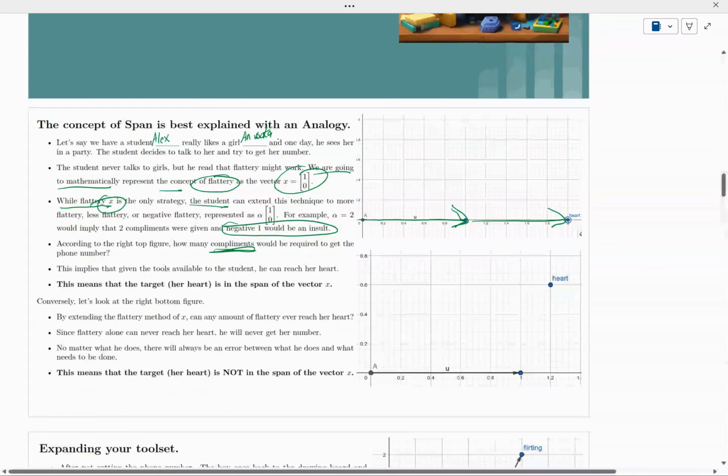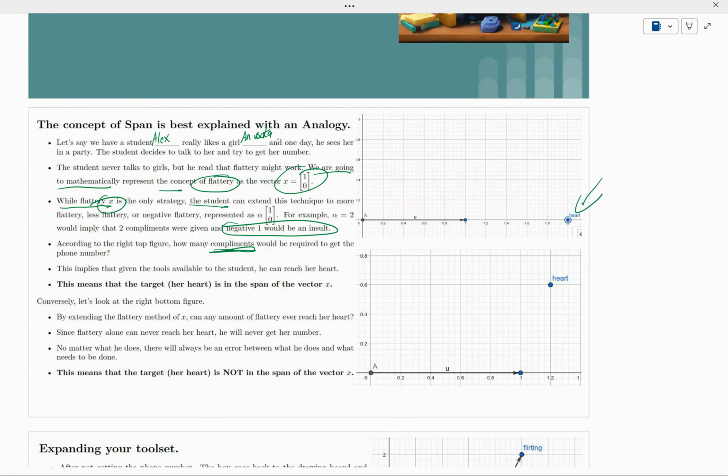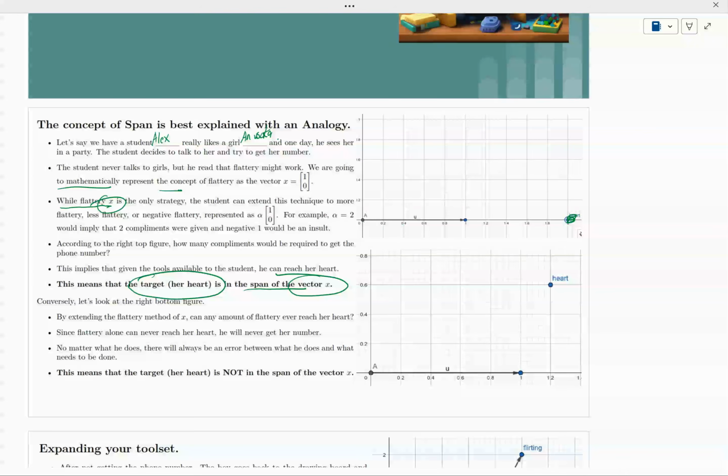This implies that if you give her 2 compliments, you can get her number. And when this happens, it means that her heart is in the span, the space of possible points you can reach by stretching what you can do. So this means that the target, her heart, is in the span of the vector x. So when we talk about span, if something is within the span, it means that the vector can reach it. By using whatever tool you have, you can accomplish your goal.